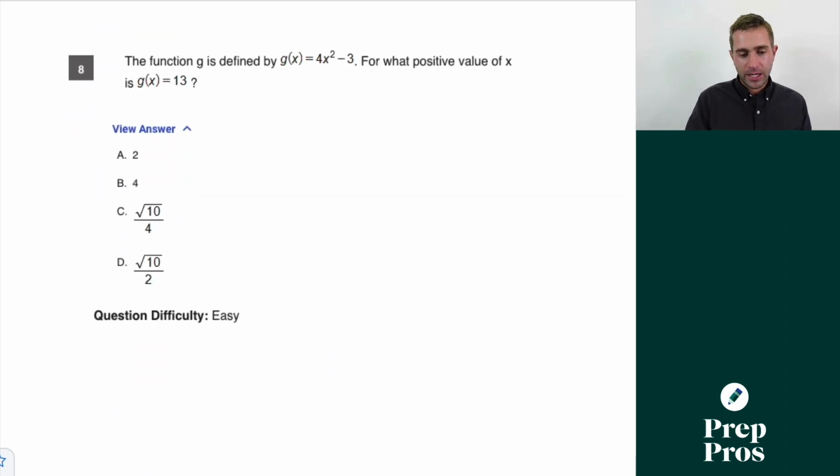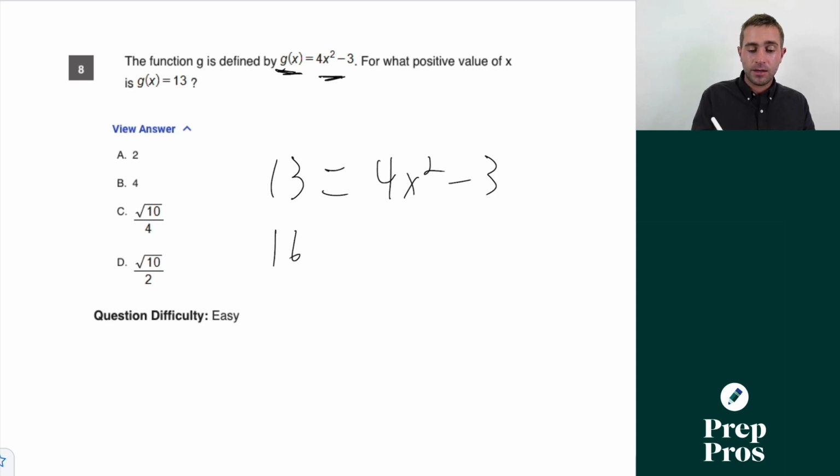All right, question 8. The function g is defined by g of x equals 4x squared minus 3. For what positive value of x is g of x equal to 13? Well, that simply means we're plugging in 13 here, and we're solving for our x value. So we're going to get 13 equals 4x squared minus 3. This is going to give us 16 equals 4x squared.